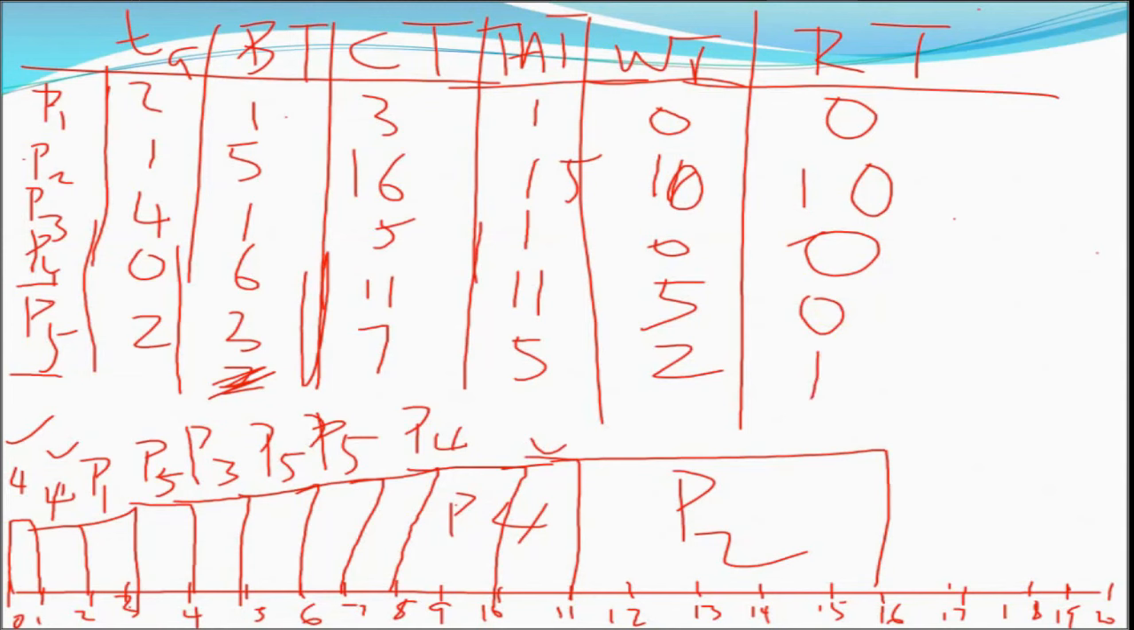So you notice that in the non-preemptive, the waiting time and the response time is virtually the same, right? But in the preemptive, they are different. Do you understand?